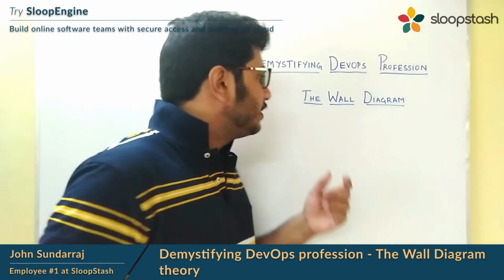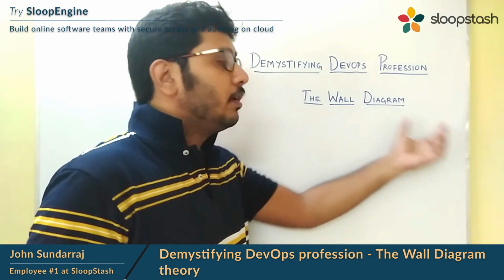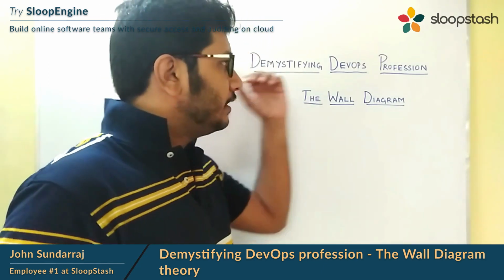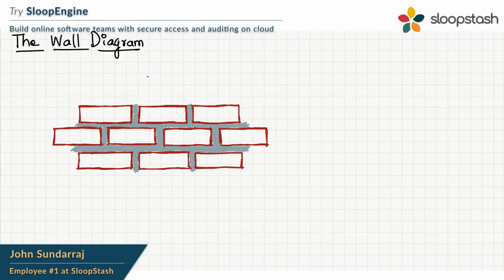The main reason why we formulated this wall diagram theory is that most of the time people go to the internet and surf the internet, they get lots of misleading information and totally get confused. So that is the reason why we formulated this wall diagram theory. So please watch this video till the end without skipping to properly demystify the DevOps profession using the wall diagrams theory. Now let's try to demystify the DevOps profession using the wall diagrams theory.